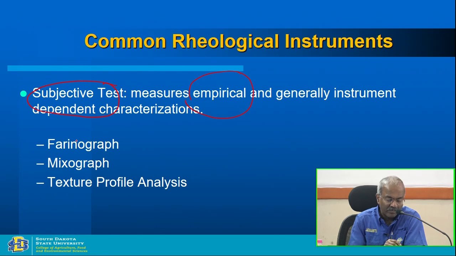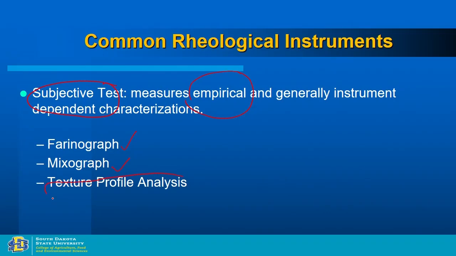You may be familiar with the farinograph, mixograph, and all, right? Yes? Okay. Primarily they are used for dough characterization. When you have a roti dough, things like that, you can use the farinograph, mixograph. When you look at the results, you get some number, but sometimes those numbers may not have any proper units to them. That is why it's called subjective test.